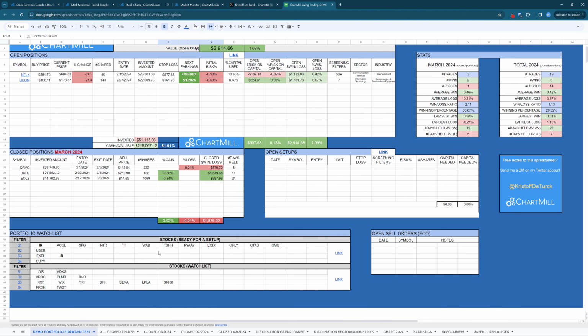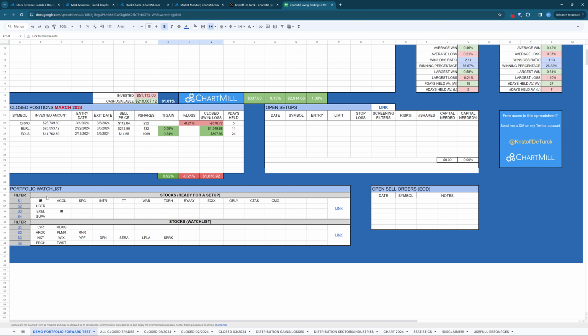So I've changed the portfolio watch list a little bit. So now it's showing the stocks which seem ready for a setup, and the watch list. So these are all the stocks that I've just shown you in this video, together with direct links to the different screens.